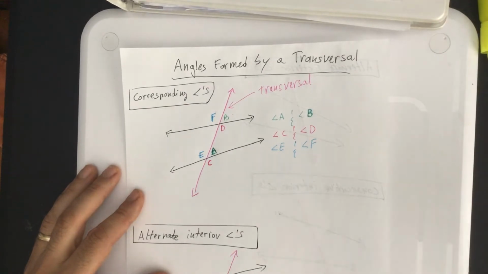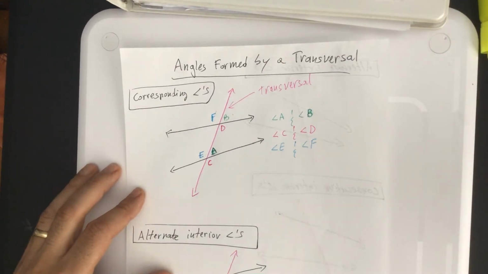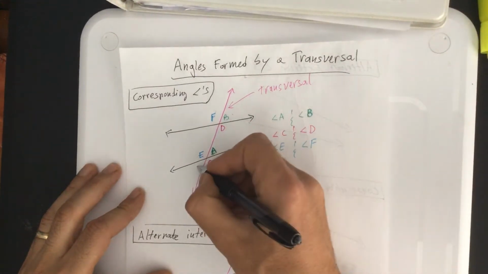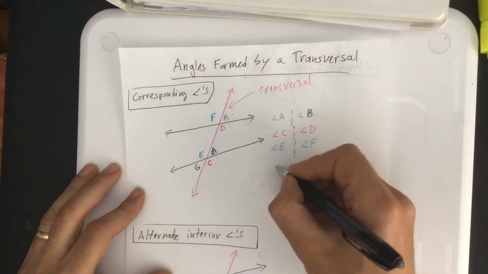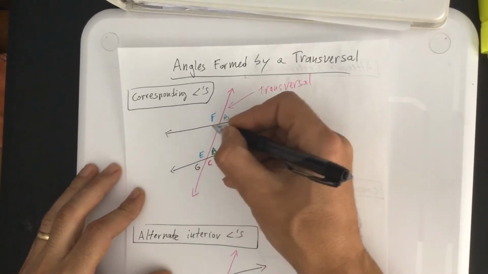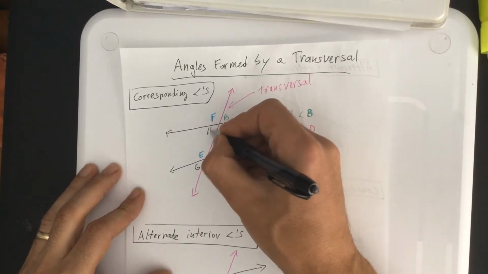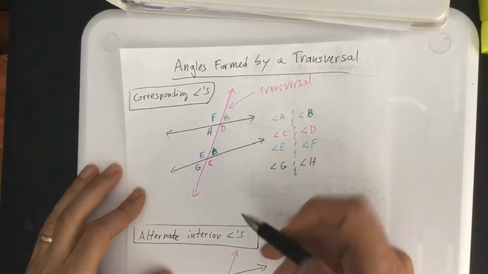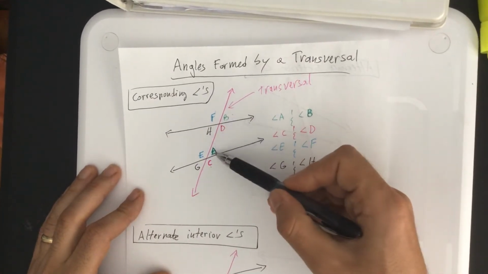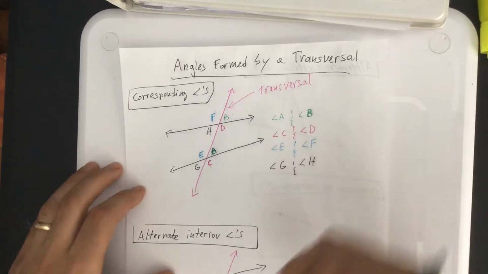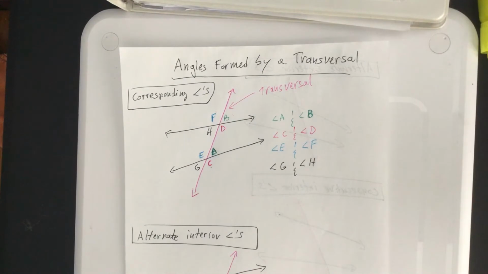And let's do the last pair here. Let's use a different color. Angle G and angle H are also corresponding angles. So again, C with D, A with B, F with E, and H with G. Those are the different pairs of corresponding angles.